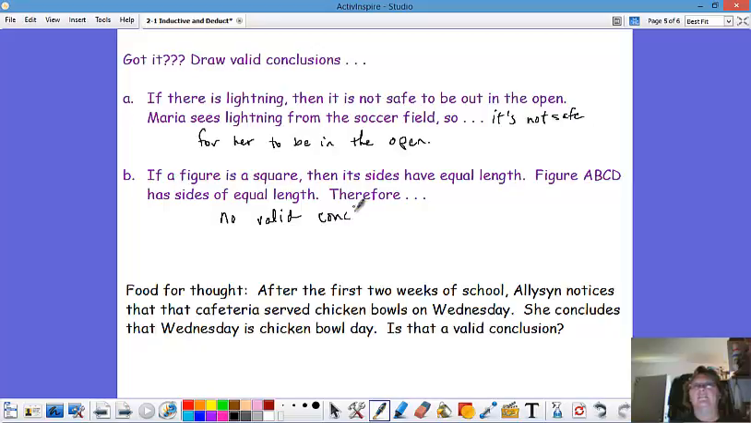In fact, folks, can you think of other figures whose sides have equal length that are not squares? Yeah, what if figure ABCD is a rhombus, something that looks like a diamond, where all the sides are equal, but that's sure not a square, right? That rhombus has 4 equal sides, but it's not a square.